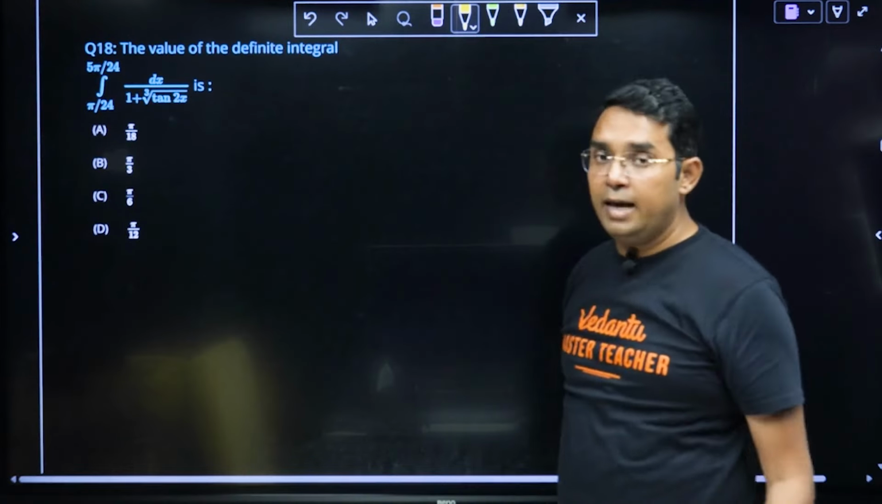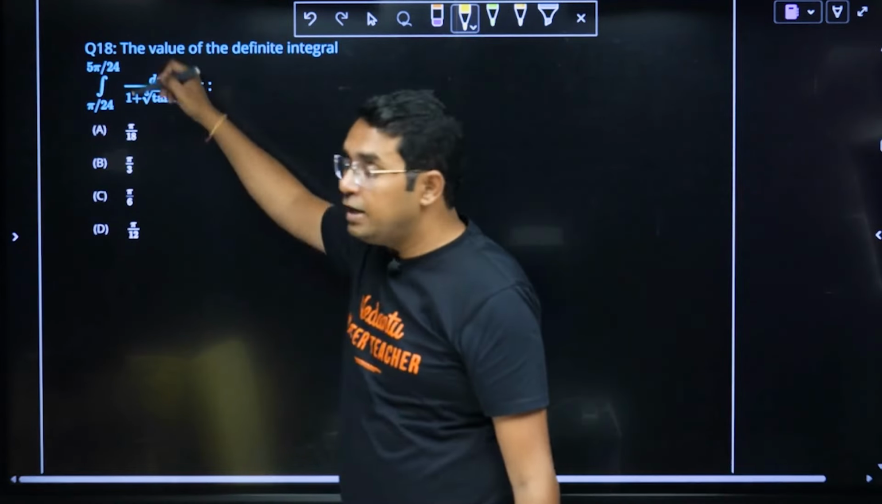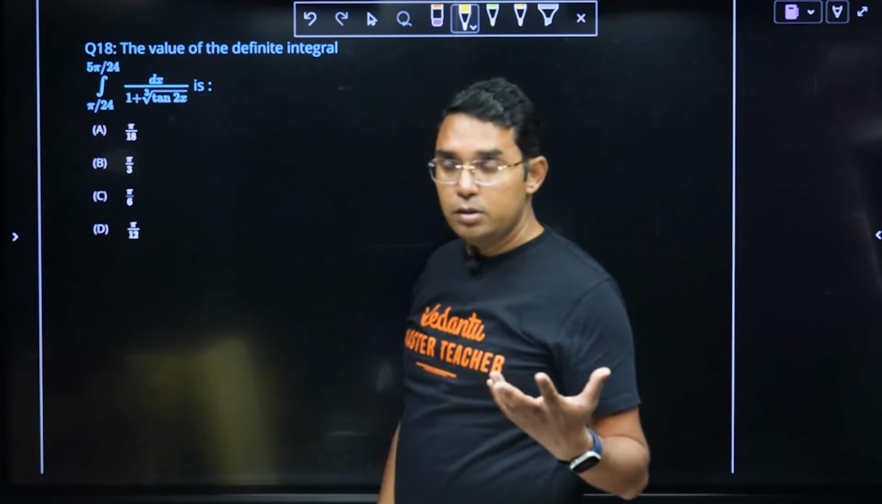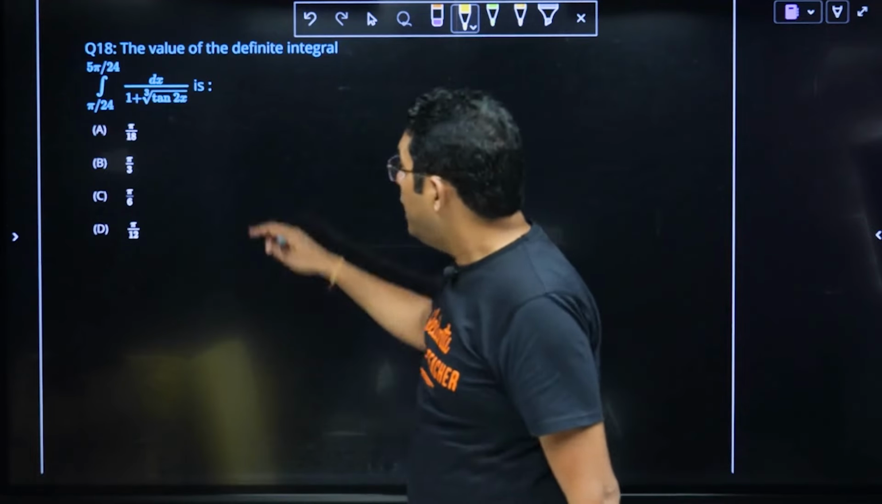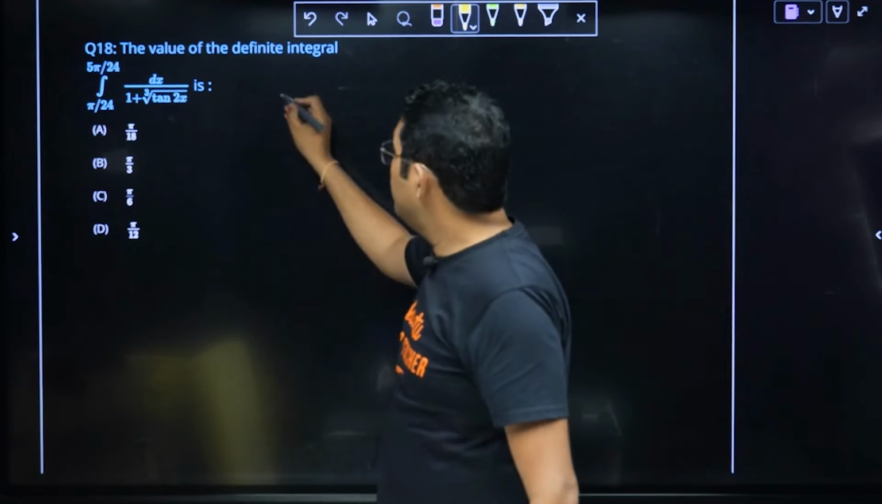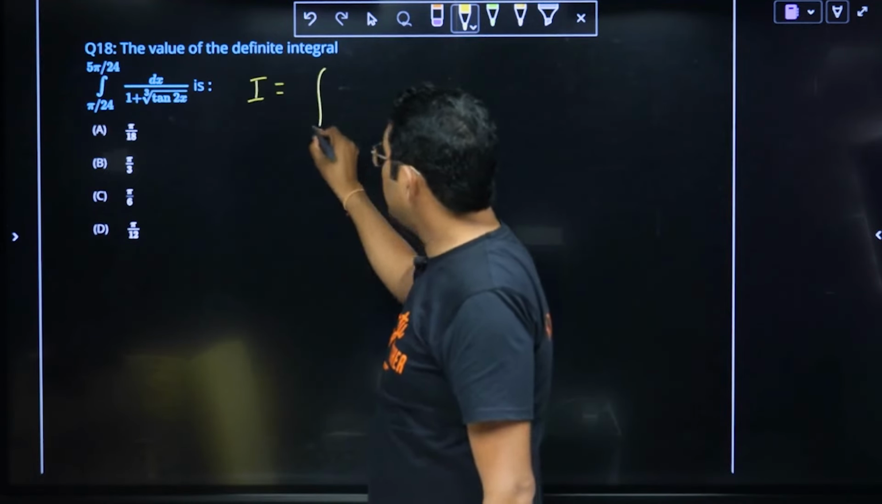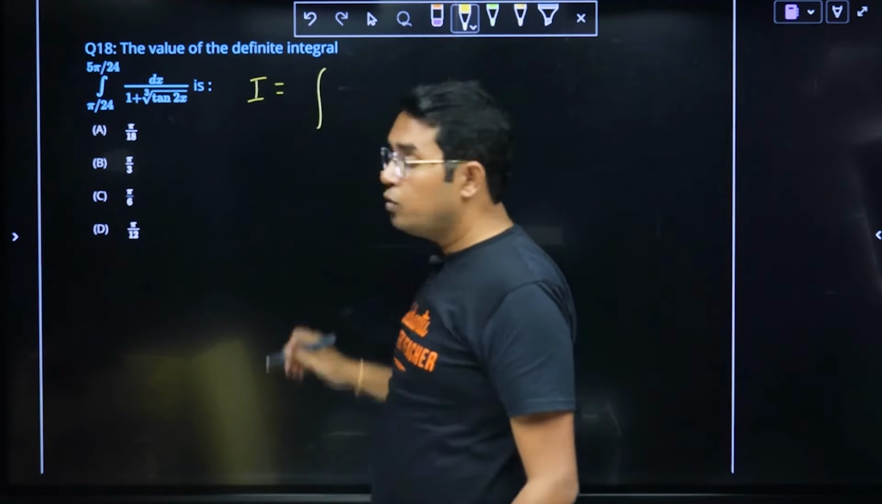Very standard problem, I think NCERT based. See, the sum of the limits is pi by 24 plus 5 pi by 24, which is pi by 4, and here it is given as tan 2x. So we can use the property known as King's rule maybe. So pi upon 24 to 5 pi upon 24, here it will be dx upon 1 plus the cube root of tan 2x. In place of x, we replace by a plus b, that is pi by 4 minus x.